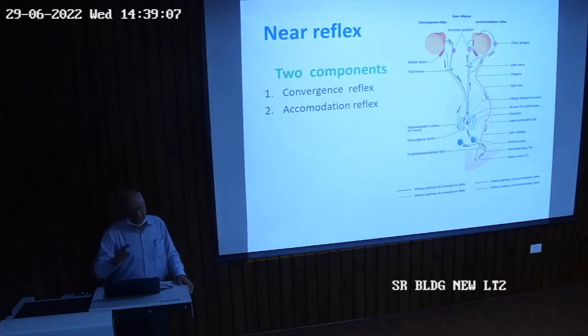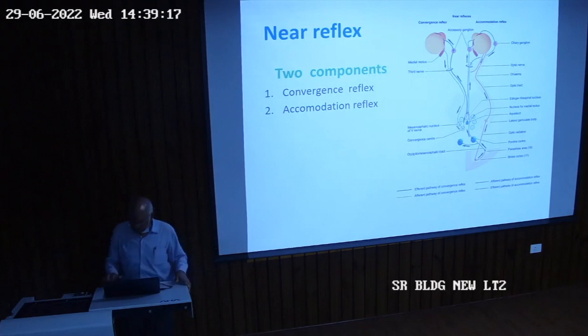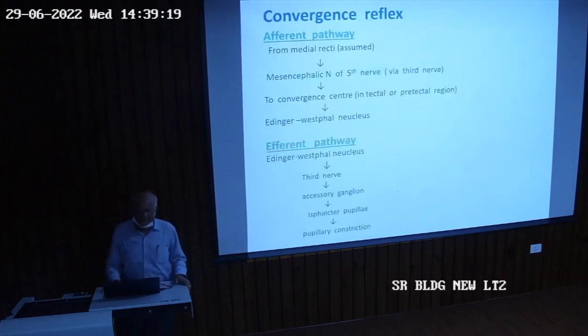The light reflex is through the pretectal nucleus. The rays do not go to the optic radiation; they go to the pretectal nucleus. That is the difference between the light reflex and the near reflex.